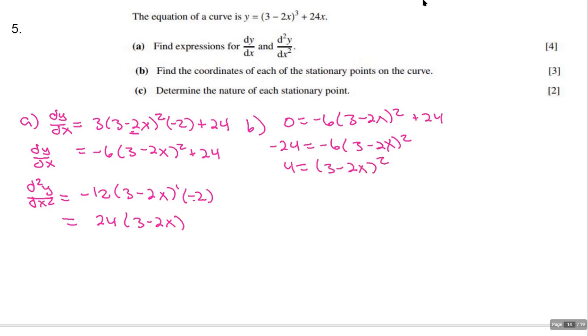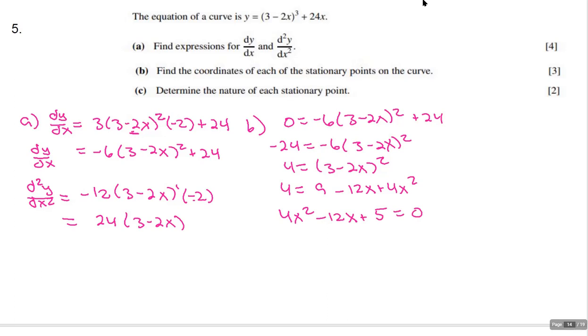And then what I'm probably going to do is square root both sides. Well, actually, you probably shouldn't do that. So let's try this. I didn't do this before. So let's see. 4 equals, this is going to be squared, so it's going to be 9 minus 12x plus 4x squared. And then I'm going to rewrite this so it says 4x squared minus 12x, and I'm going to subtract, so it's going to be plus 5 equals 0.